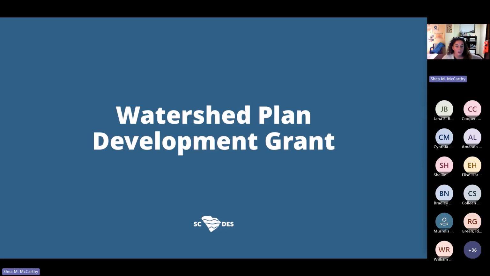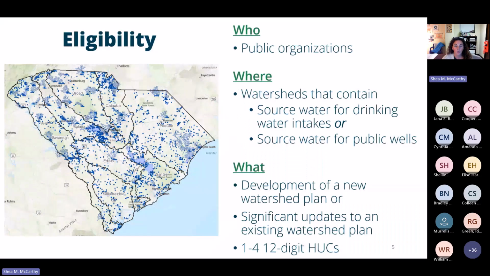Getting into some specific details of the Watershed Plan Development Grant. For eligibility, public organizations are welcome to apply for this funding. Private and for-profit organizations can be project partners, but they're not eligible to be grant recipients for this specific grant. An eligible group that's awarded funding can either write the plan internally, or choose to hire a consultant with the grant funds to develop the plan for their organization.